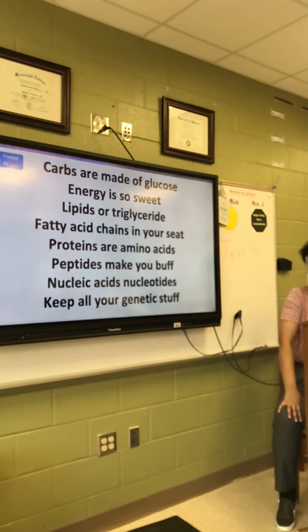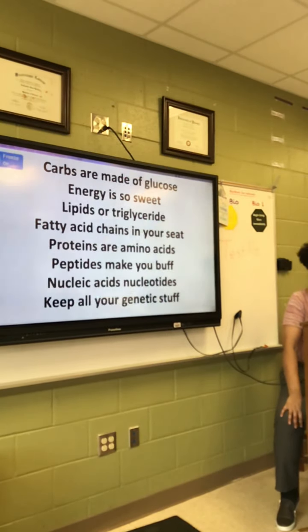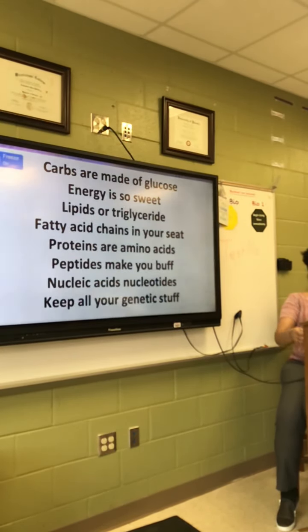There's 2 monomers on the back. Which one of the monomers, top or bottom, is a nucleotide? The bottom. So in that box, you need to identify that as a nucleic acid monomer, which is that nucleotide.